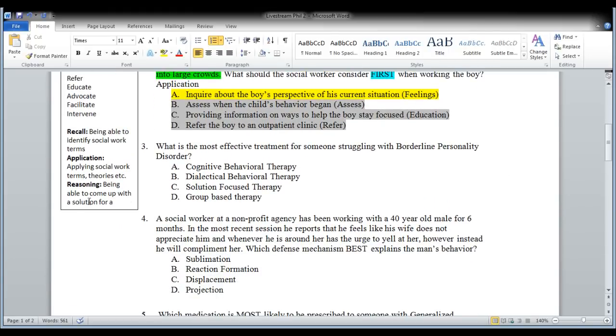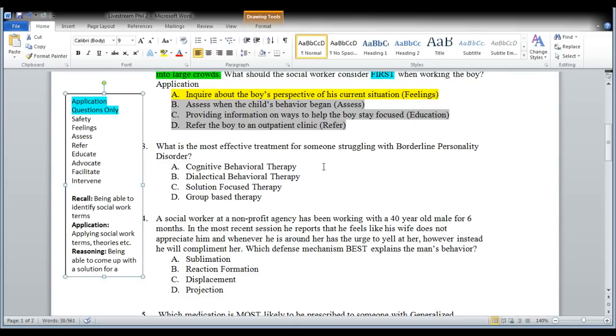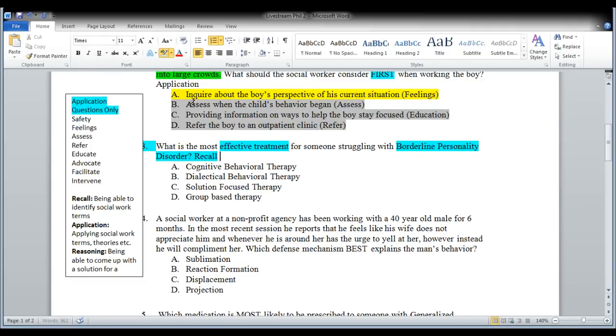What is the most effective treatment for someone struggling with borderline personality disorder? So we're looking at an effective treatment and then borderline personality disorder. So here we're looking at a specific recall. So we'd need to know the specifics and or be able to apply the recall strategy. So I'll break it down with the specifics on each treatment and then do the recall strategy.